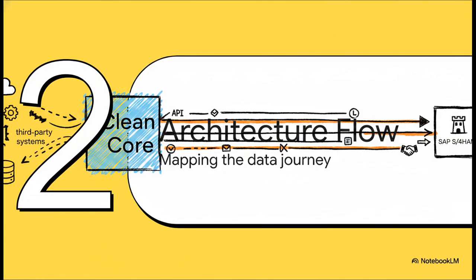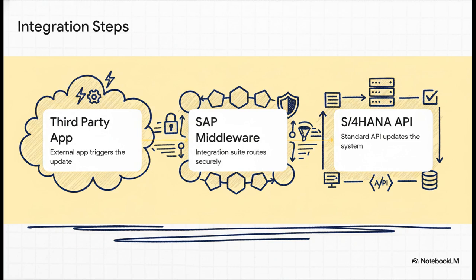Part 2. Architecture flow. Let's map out that data journey. This is the recommended best practice flow, and it happens in 3 distinct, highly secure steps. Step 1 is our starting line, that external third-party app where the update is initially triggered. Now, instead of some messy, tangled point-to-point connection, Step 2 brings in our middleware. The data routes securely through SAP CPI or the SAP Integration Suite. And finally, Step 3, that middleware calls the S/4HANA API to push the update through. Trust me, using this middleware flow is the ultimate way to manage, scale, and monitor your integrations cleanly.